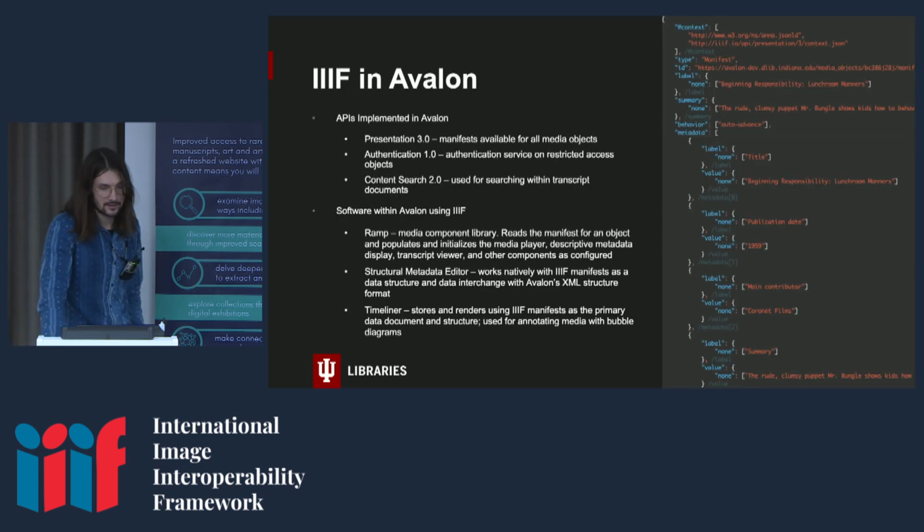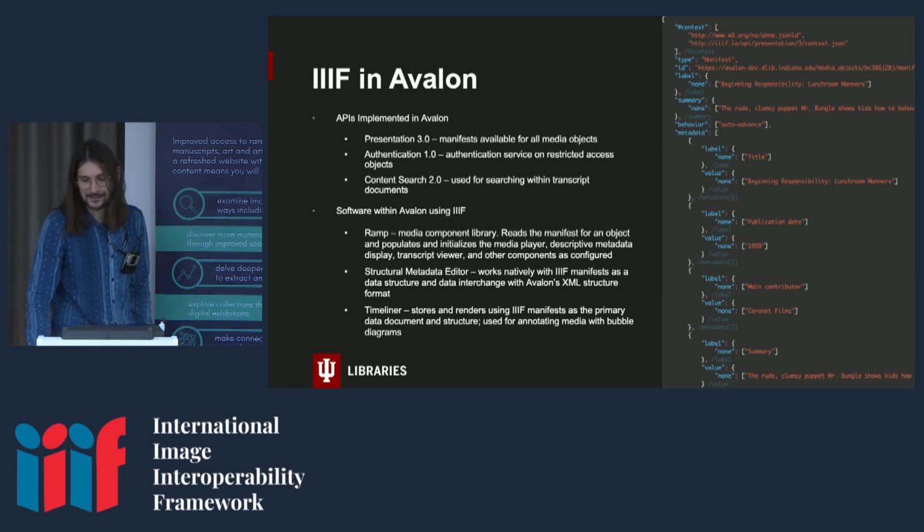So IIIF is in many different places in Avalon. We have implemented several of the APIs. Foremost is, of course, the presentation 3.0. We have manifests that are available for all media objects. We also have an implementation of auth 1.0, which is applied just to restricted access objects and works with our authentication for streaming resources. And then we just implemented Content Search 2.0, which is used for searching specifically in Avalon for within transcript documents.